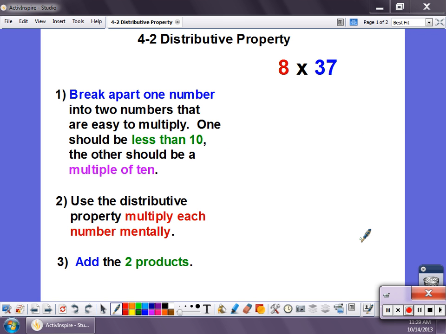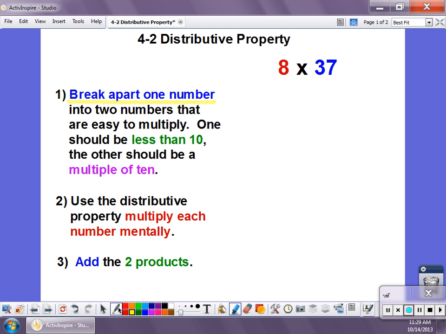The distributive property is the property that we can use to help us multiply big numbers very easily and quickly in our head. Now, the idea behind the distributive property is that we want to look at our numbers and break apart one of these numbers in order to make it easy to multiply in our head.